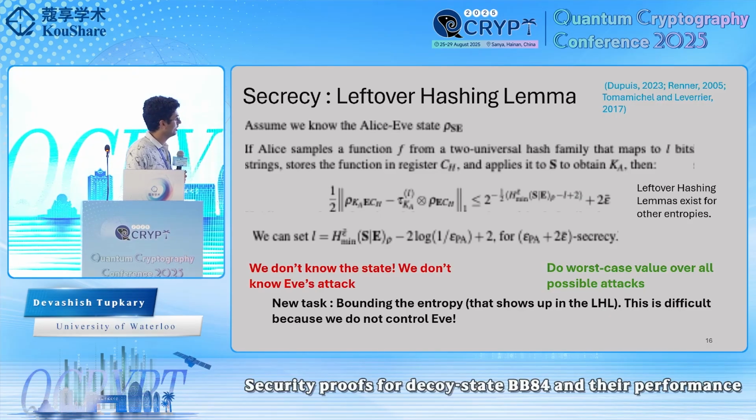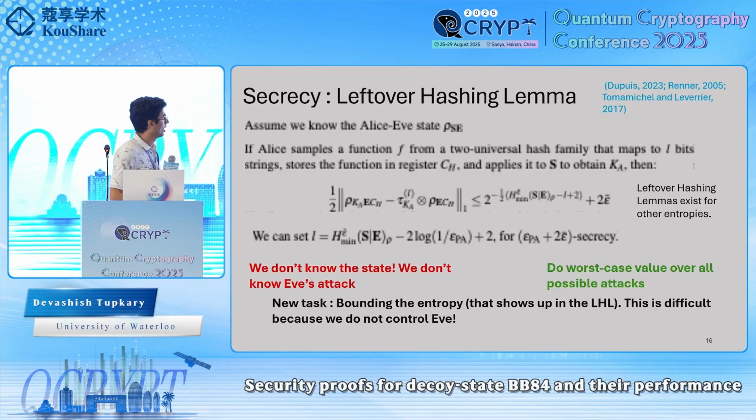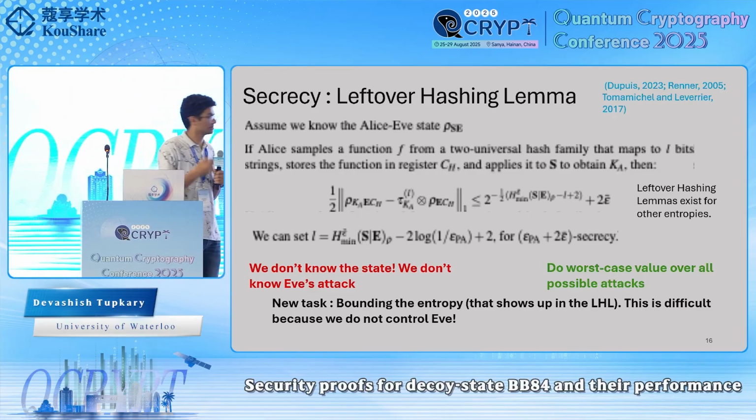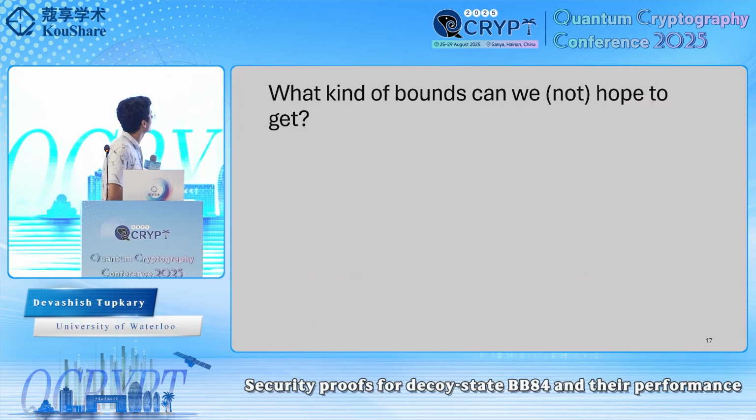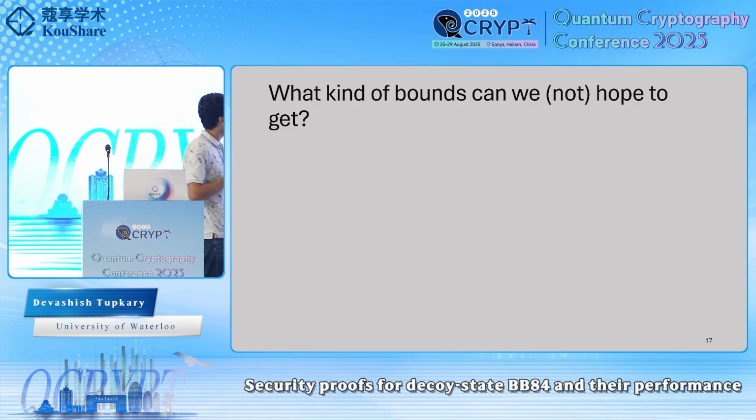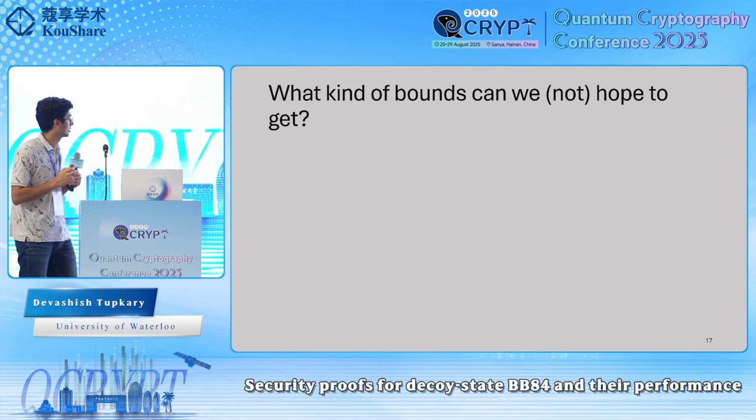Note that there are many different leftover hashing lemmas and there are a variety of entropies that can show up here. For this talk, I'm going to focus on the smooth min entropy because that's the most commonly used, but you could have others here as well. Okay, so we want to lower bound some entropies. What kind of bounds can we hope to get? Can we not hope to get?